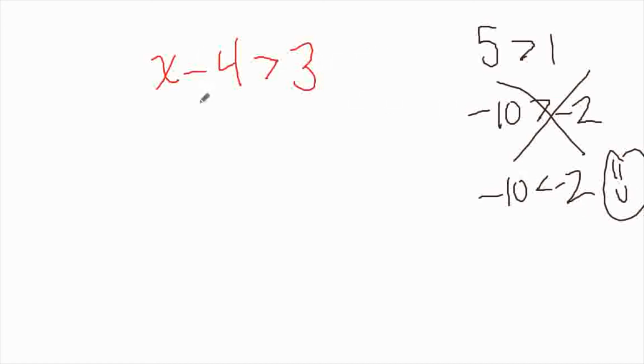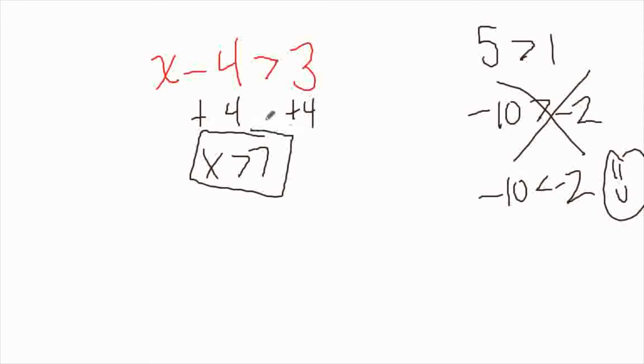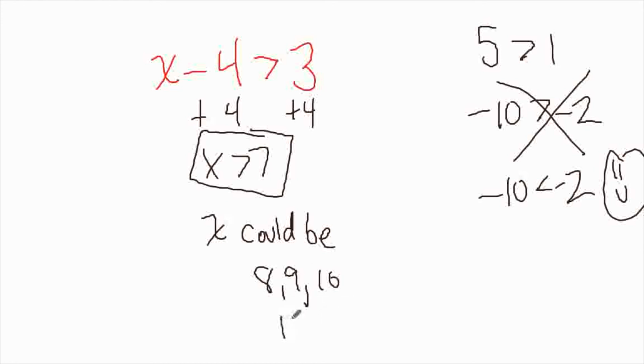So for this one, if I add 4 to both sides, then I can see that x is bigger than 7, and it should be clear that x could be a lot. There's an infinite number of things it could be, but it could be 8, 9, 10. It can even be 100 divided by 2. If you love fractions, it could be 7.1. If you like decimals, that's the idea there.